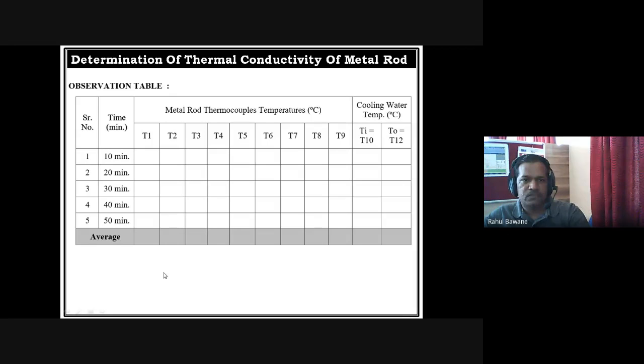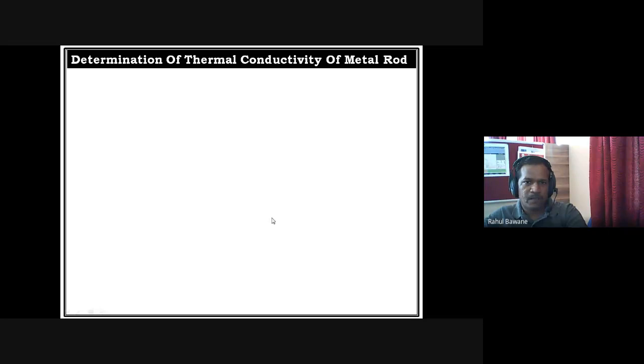Once we have set the voltage and current, only then we note down the temperatures from T1 to T9, which are the temperatures on the rod, and T10 and T11. So here must be T11. T10 and T11 are the temperatures of the circulating cooling water. T10 is the inlet water temperature, T11 is the outlet water temperature.